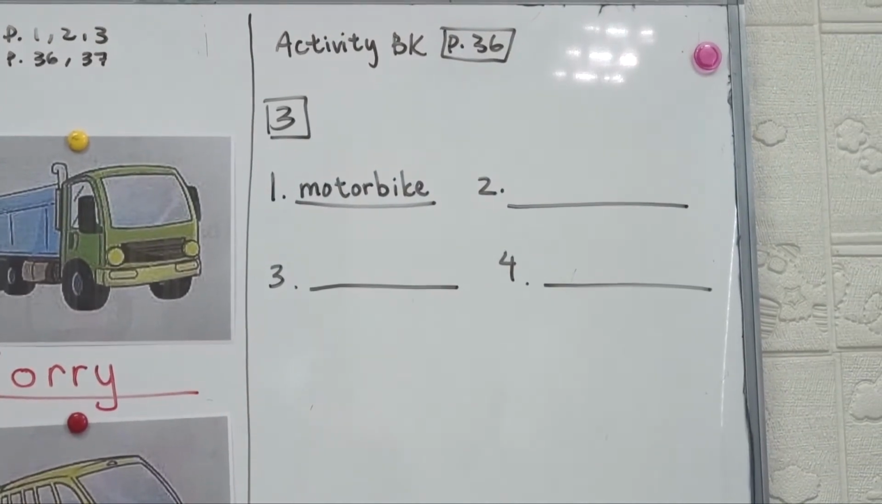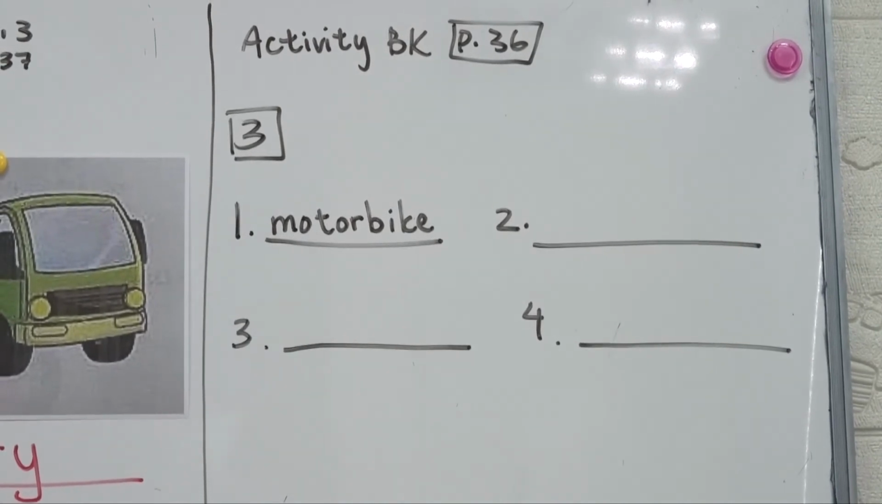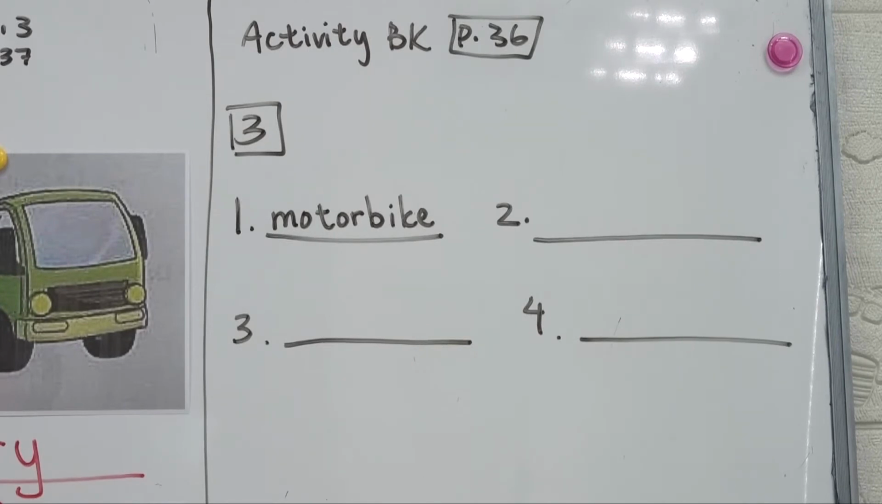Unit 5, Lesson 1, 3. Listen and write the word. Number 1. Hello, Matt. Is that your toy motorbike? Yes, it is. It's very new. How do you spell motorbike? Is it M-O-T-O? I don't know. It's M-O-T-O-R-B-I-K-E. M-O-T-O-R-B-I-K-E? That's right.